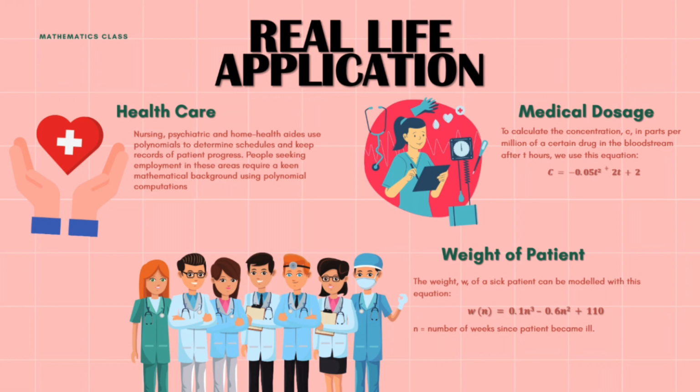Other than that, we can use polynomials to measure the weight of a patient. The weight, which is W, of a sick patient can be modeled with this equation: W(n) equals 0.1n^3 minus 0.6n^2 plus 110. n equals the number of weeks since the patient became ill.